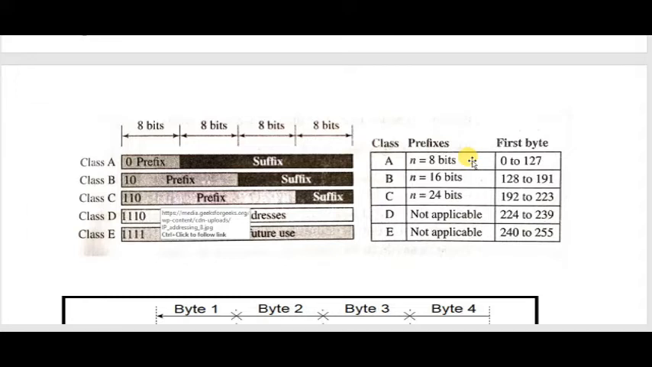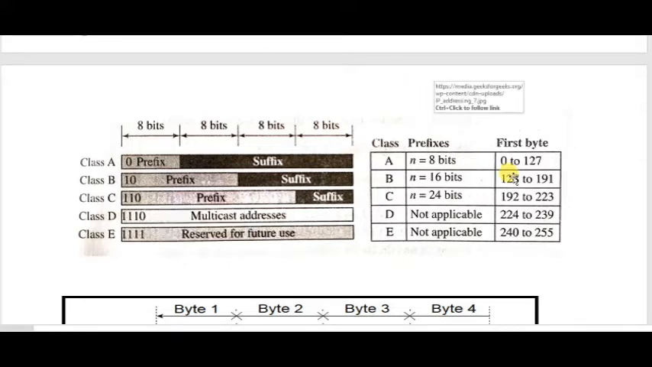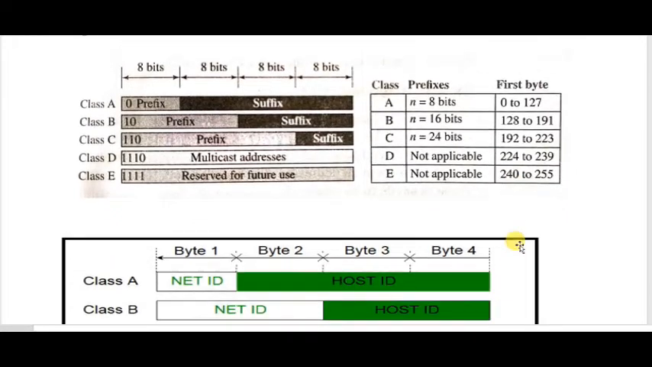In the class A, the range of IP address will be from 0 to 127. In the class B, it will be from 128 to 191. In class C, it will be 192 to 223. In class D, it will be 224 to 239. And in the class E, it will be 240 to 255. So how can we decide this range? Let me explain here.